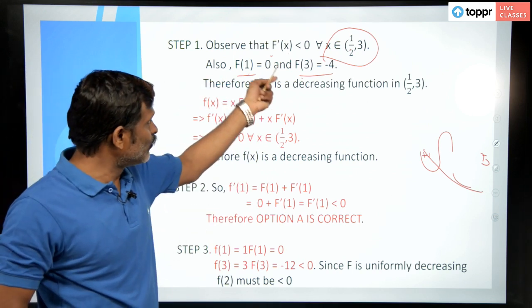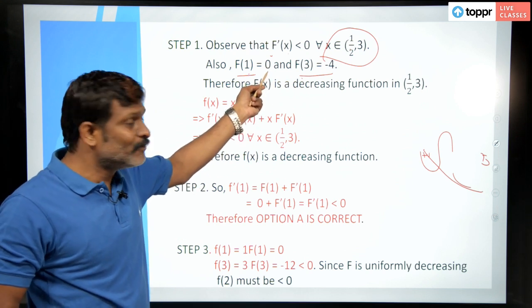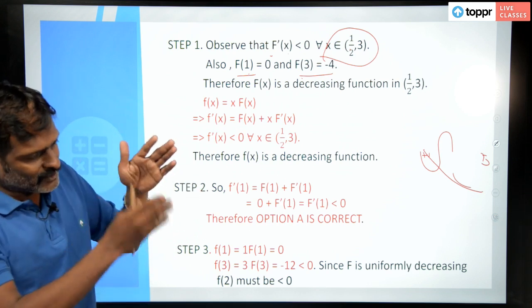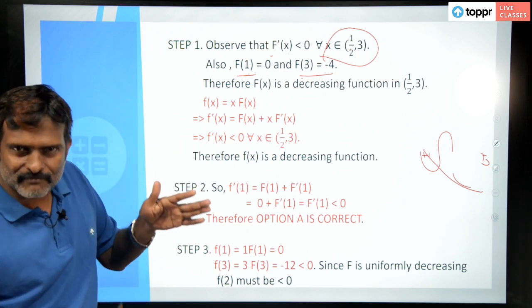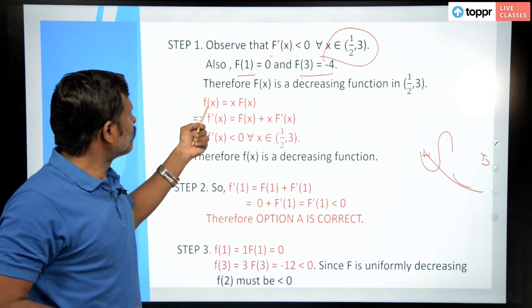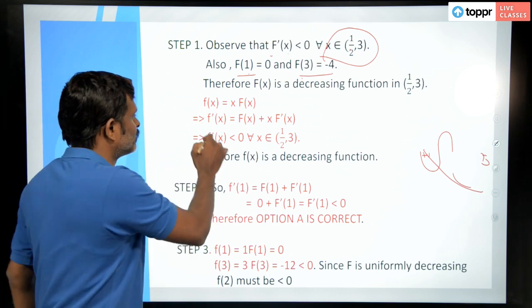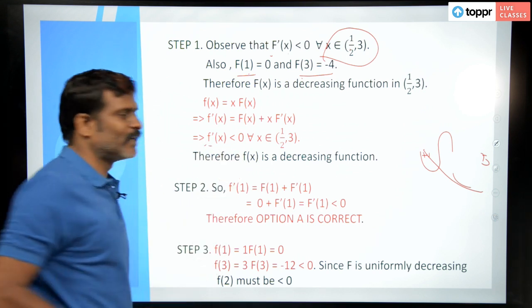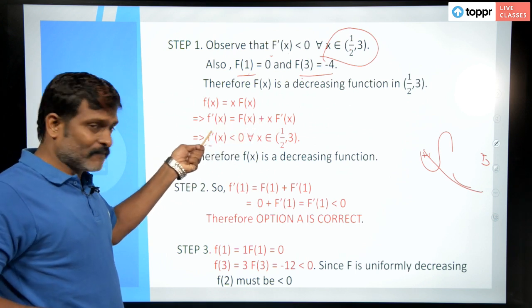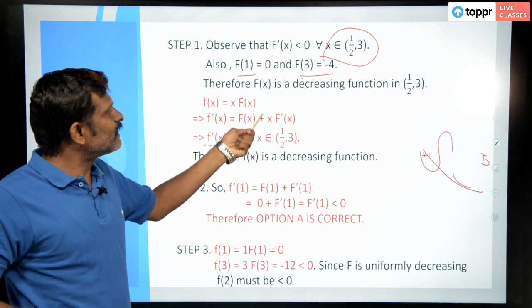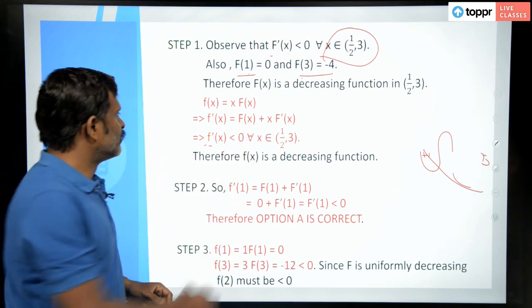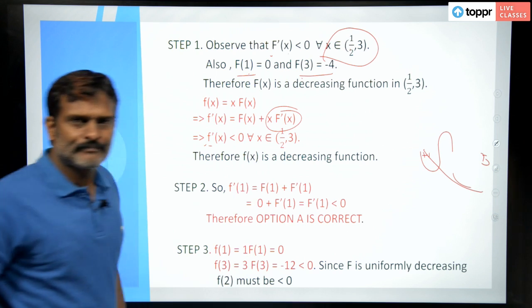So, its values are always negative, because its starting value is 0, and from there it is always decreasing. That means the values coming after that should be negative values, whatever values you take. That is the reason we can say f dash of x is negative. Why? Because x times f of x is given to us. If we differentiate, f of x plus x times f dash of x is anyways negative, right.